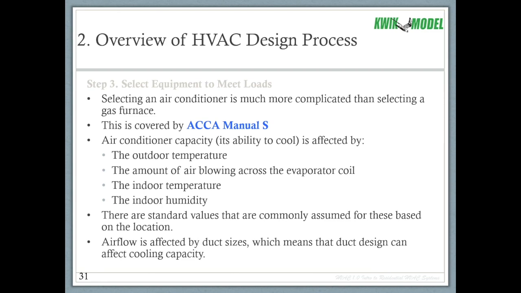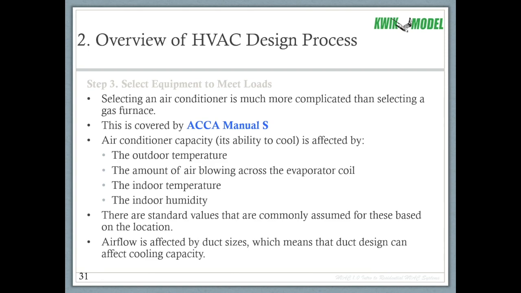The other thing is, what is the indoor temperature? This is normally set by code or by ACCA. They suggest for cooling that the indoor design temperature be 75 degrees. That's the indoor thermostat set point. So 75 degrees inside, whatever it is outside for that city, that's your delta T. And then whatever your airflow is, that's very important.